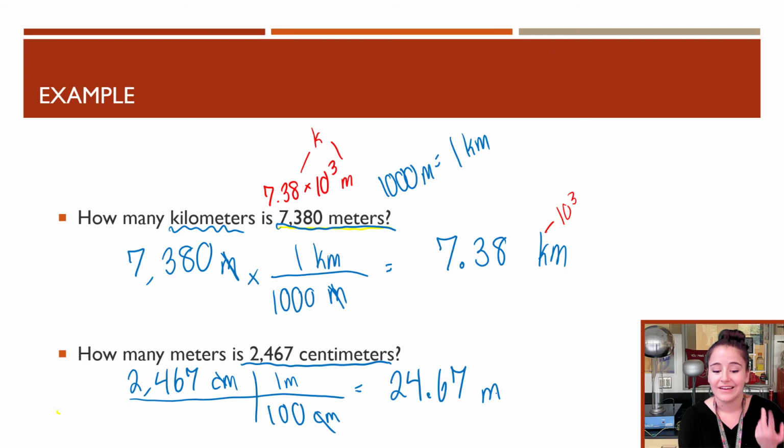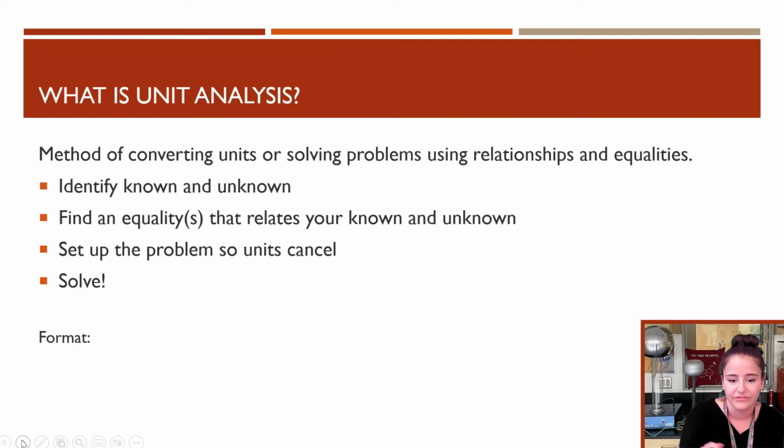Now, what I just did, especially this little train track thing that I tend to do, is just an example of unit analysis. That's a method of solving problems that we'll use a lot in this class that focuses on the units. You always have to start by identifying your known and unknown, find equalities or relationships that can relate those two things, and then we set up the problem so the units cancel.